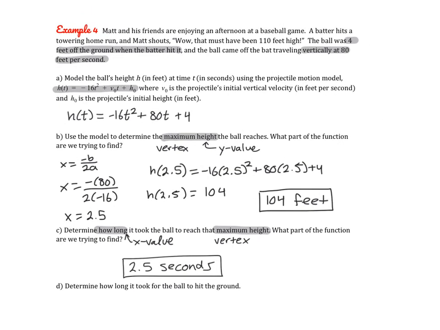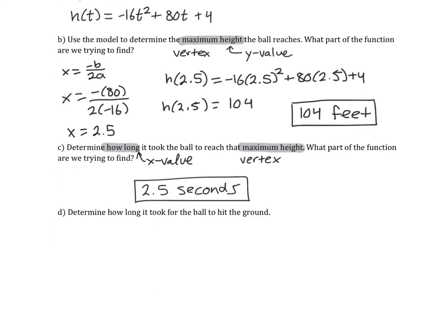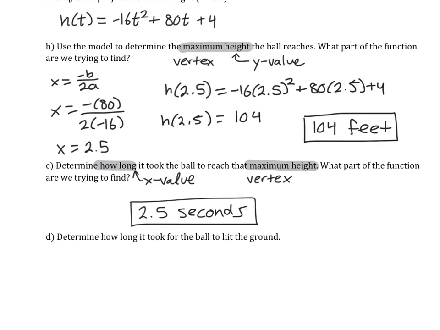So if you look back at the original problem, when Matt shouts, "Wow, that must have been 110 feet tall," since the maximum height was 104, we can tell that Matt wasn't quite right. He was close, but he overestimated just a little bit, since that maximum height, again, was only 104.